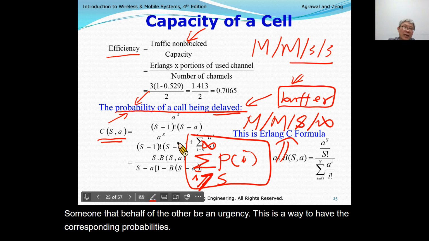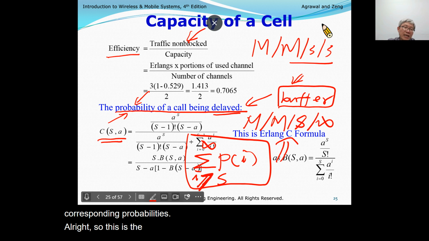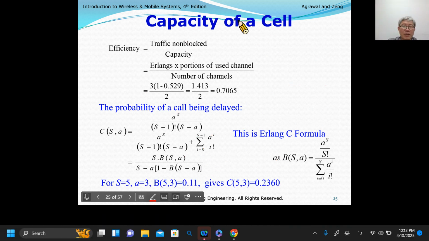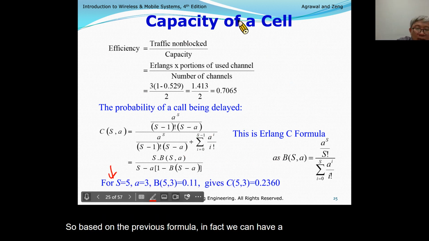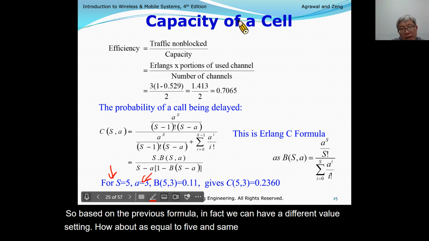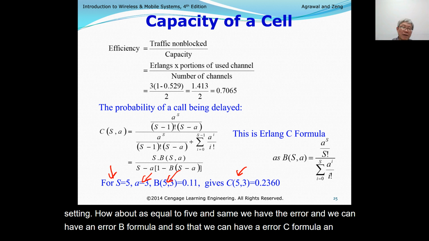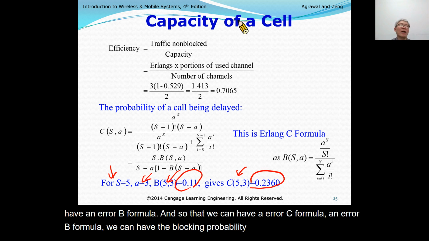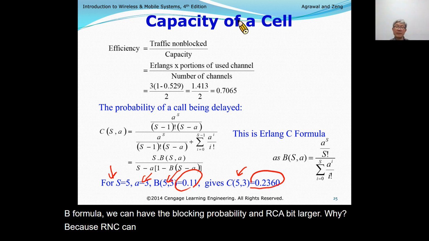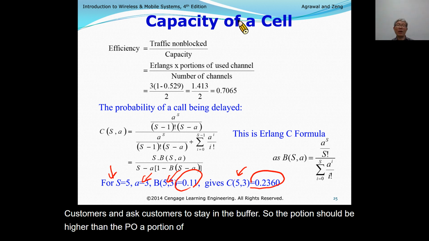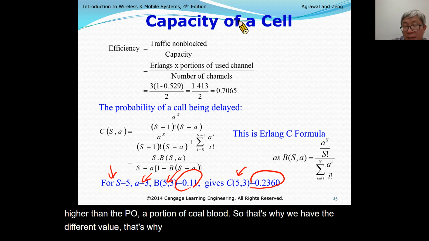All right, so this is the corresponding discussion about the cell capacity given the number of cells, and also the efficiency based on the blocking probability. So based on the previous formula, we can have a different value setting. How about S equal to 5, and the same 3 Erlang, and we can have an Erlang B formula and an Erlang C formula. With the Erlang B formula, we have the blocking probability. And Erlang C is a bit larger. Why? Because Erlang C can accommodate customers and ask them to stay in the buffer. So the portion should be higher than the portion of codes blocked. So that's why we have different values. That's why we have Erlang B and Erlang C formulas.